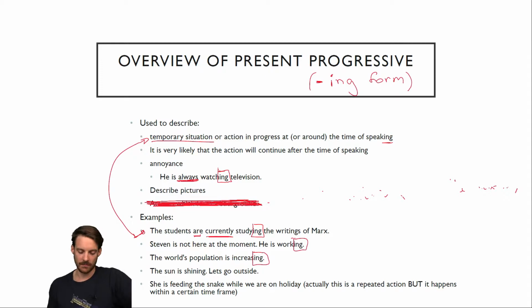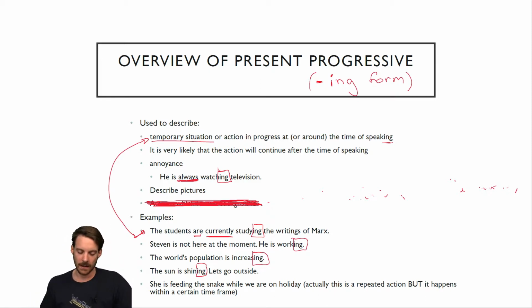Current temporary situation. The sun is shining, the same thing again. Let's go outside, the sun is shining, or it's raining, let's put on our raincoats and dance in the rain, or something like that. So it's very easy. I hope that it's very easy for you to remember this with the help of those example sentences.